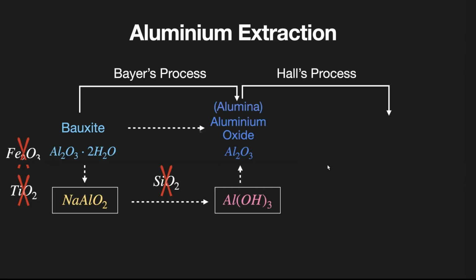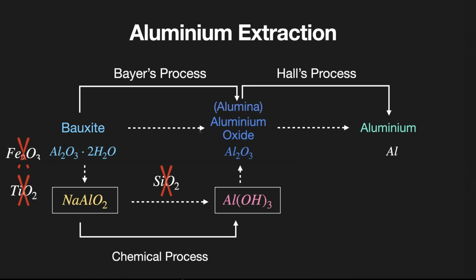Summarizing Hall's process, we got some batteries and a bunch of stuff, and we were able to extract out pure molten liquid aluminium from alumina, right? Now, I just want to show you one thing before we close. This first part, Bayer's process, is a chemical process, right? Whereas the second part, Hall's process, is an electrochemical process.